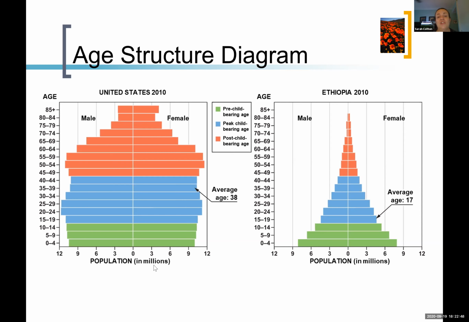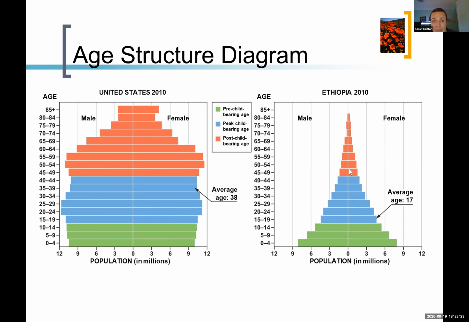So if you took the age of all Americans, every American that was alive in 2010, at least everyone that was in the census, I'm assuming they used the census for this, the average age, if you add everybody up together, is 38. The average age in Ethiopia is 17. So a much greater proportion of their population are young. There are very few Ethiopians that are older.